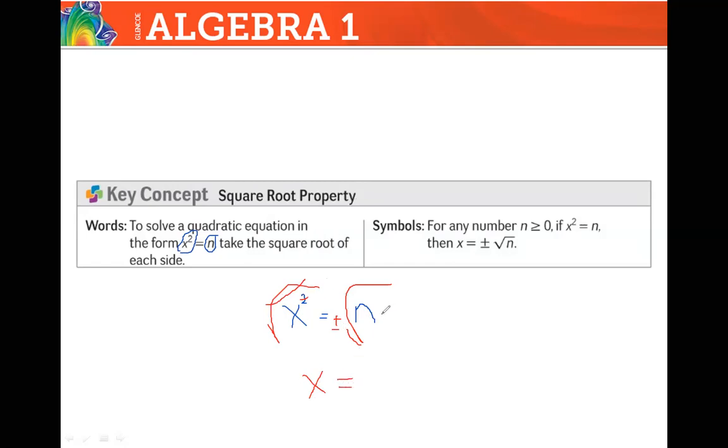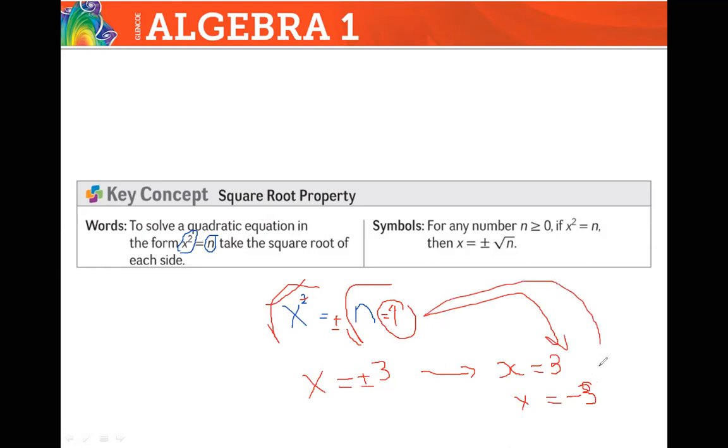For example, if this n is 9, the root of 9 is 3. Don't write just 3. If you write 3, it's wrong. You must write positive or negative 3. It means we have two answers: x equal to 3 or x equal to negative 3. Why? Because this 9 comes from 3 times 3 or negative 3 times negative 3. Both of them give me 9. So you must put positive or negative.